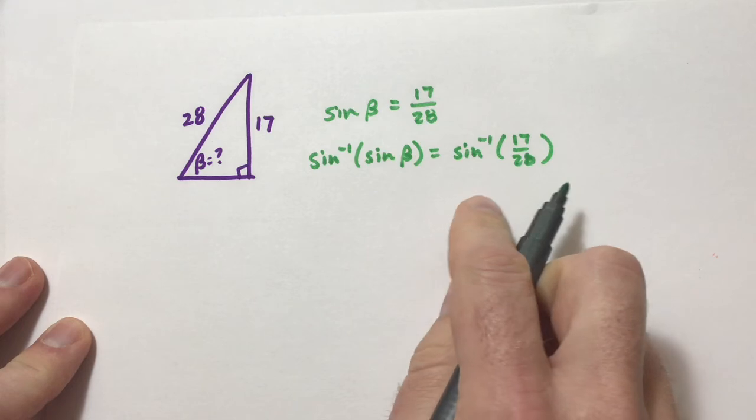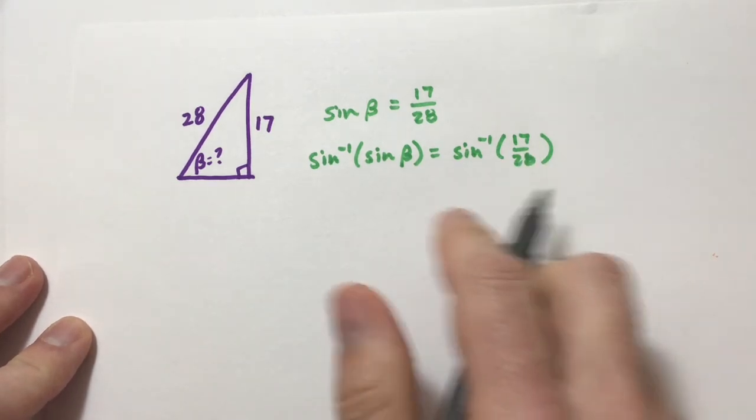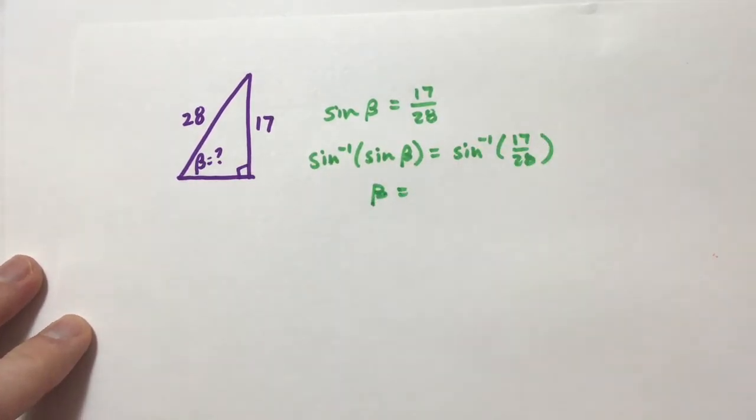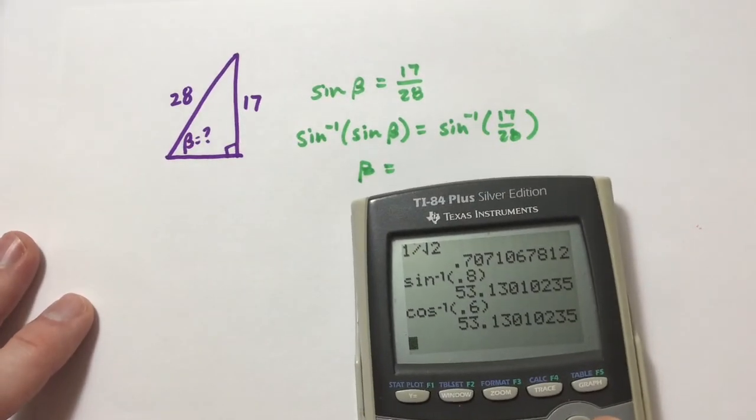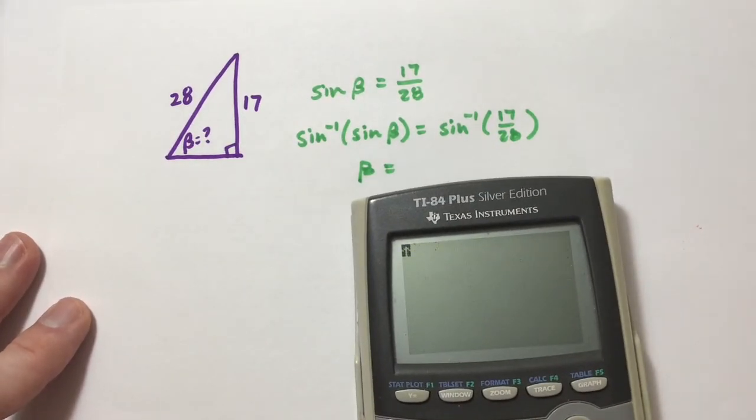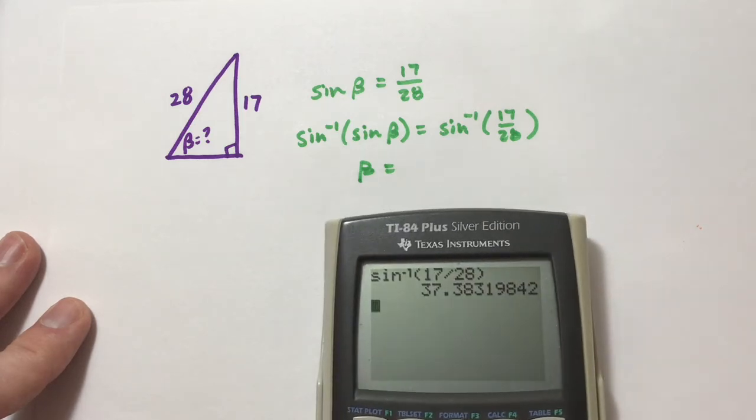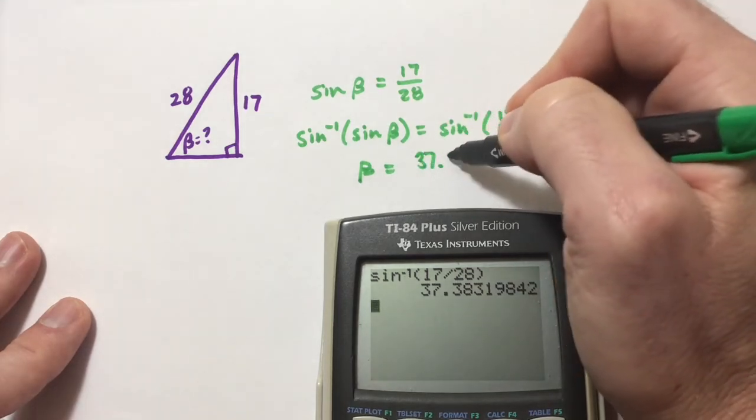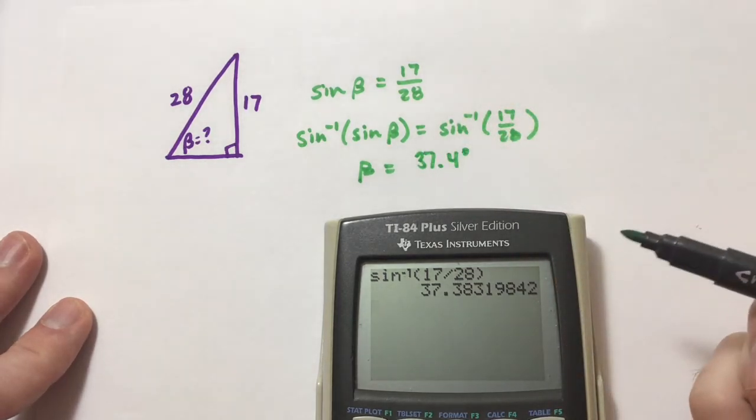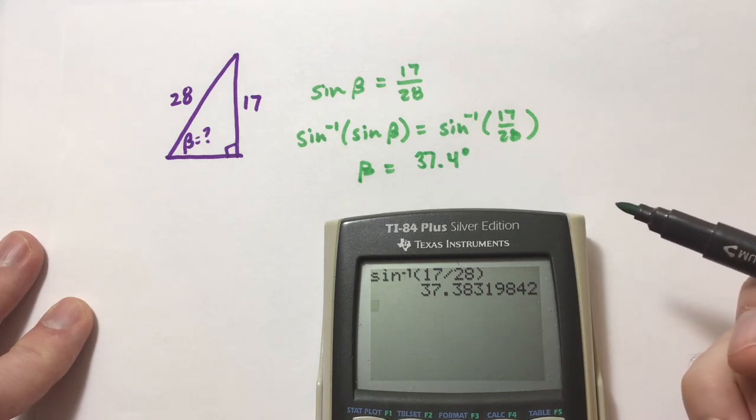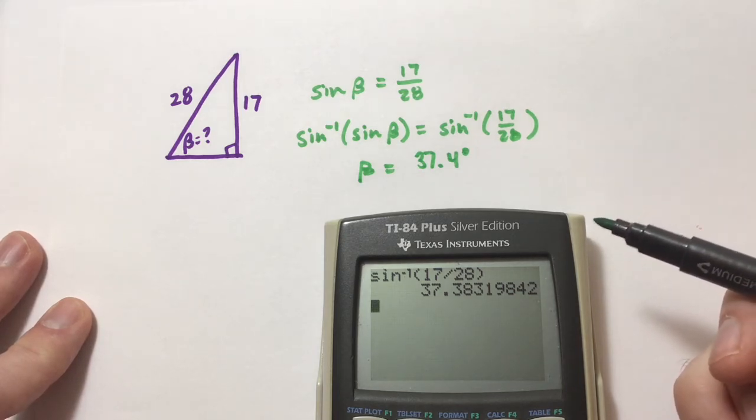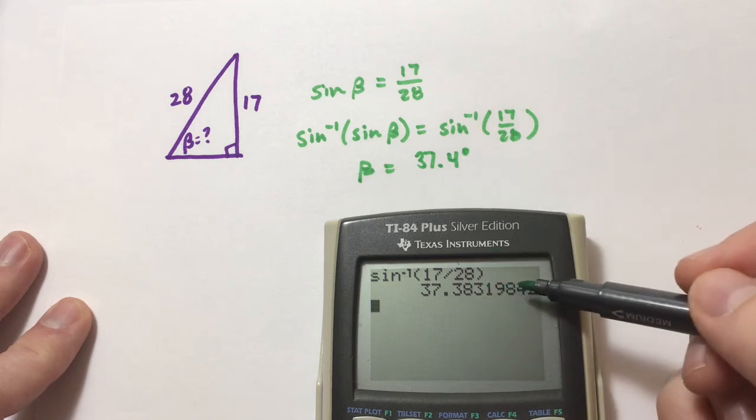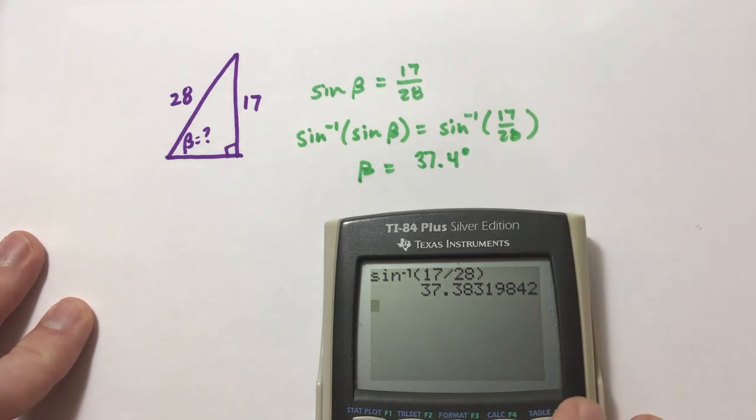You may notice I didn't convert this to a decimal because that's a nasty decimal. So I'll just ask my calculator, what's the inverse sine? Another name for this is arc sine. But what's the inverse sine of 17/28? And it tells me it's about 37.4 degrees. I'm rounding to the nearest tenth of a degree. If this was a life or death situation, if I was sending something to the moon, I might go to more decimal places. For right now, I'm totally fine with that.